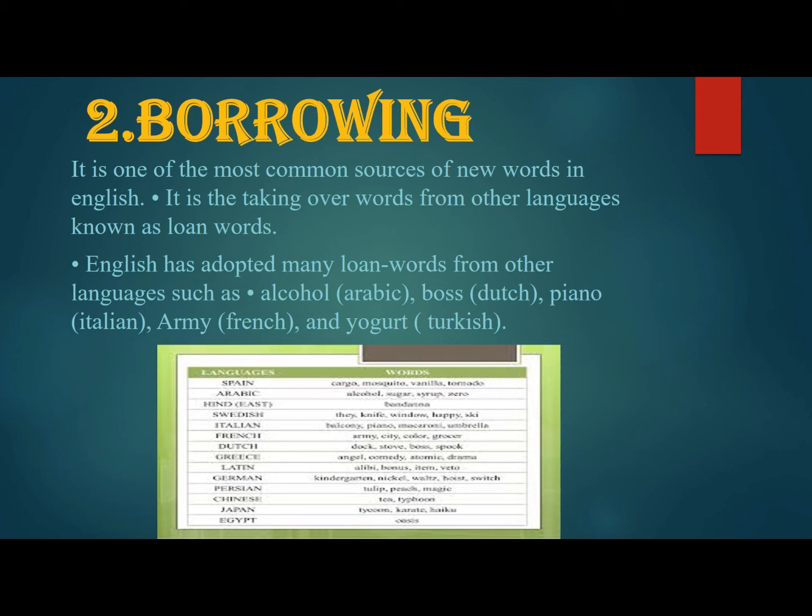The other examples, as you see in the table, are that cargo is a Spanish word, knife is a Swedish word, angel is a Greek word, nickel comes from the German language, and magic comes from the Persian language, and there are thousands of more examples available. Here, borrowing doesn't mean that in the English language we return those words back to the languages from which they were adopted. They become permanent in the English language.